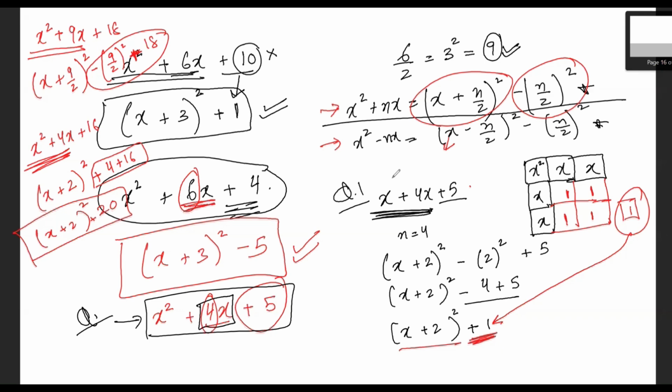But if you know this, you can just flex with your friends about what completing the square is. You can explain to them and they will listen to you about how this is working, right?